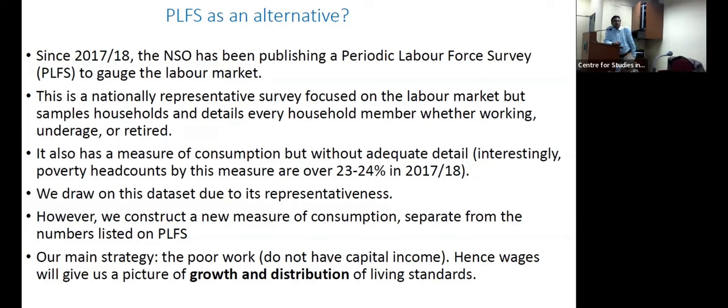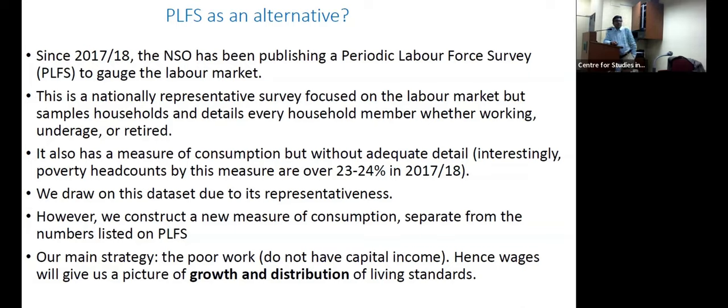We want to use the NSS Employment and Unemployment Survey and the PLFS as an alternative to the CPHS, and do this indirect estimation of what the NSS distribution would have been in 2017-18. These are nationally representative surveys based on the labor market, but they also sample households and detail every household member, whether working, underage or retired. It also has a measure of consumption, but it's not detailed enough to be directly comparable with the original NSS one, because that would end the need to do all of this. So it's not really directly comparable.